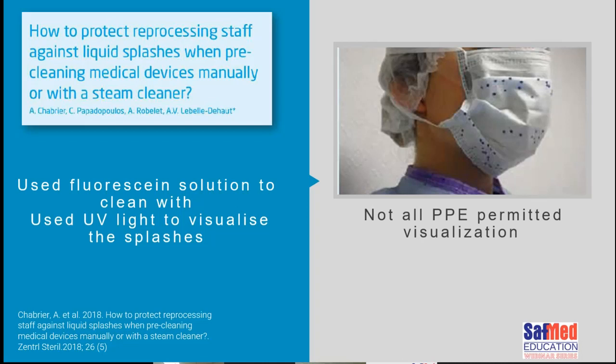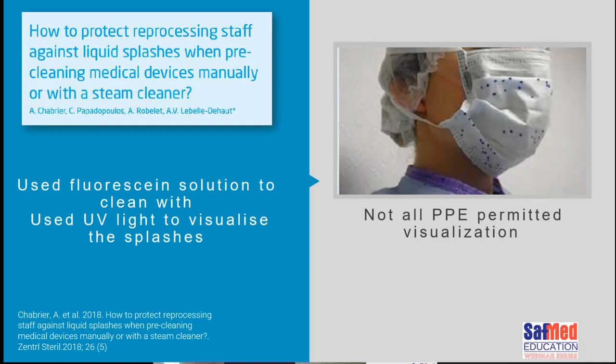And in this, they looked at trying to protect staff from liquid splashes on the dirty side of the CSSD when cleaning manually, and they also refer to when cleaning with a steam cleaner. So if I understood correctly and looked at the image, it was a particular device that did some form of steam cleaning that they use in Germany, and they were concerned about how to protect the staff.